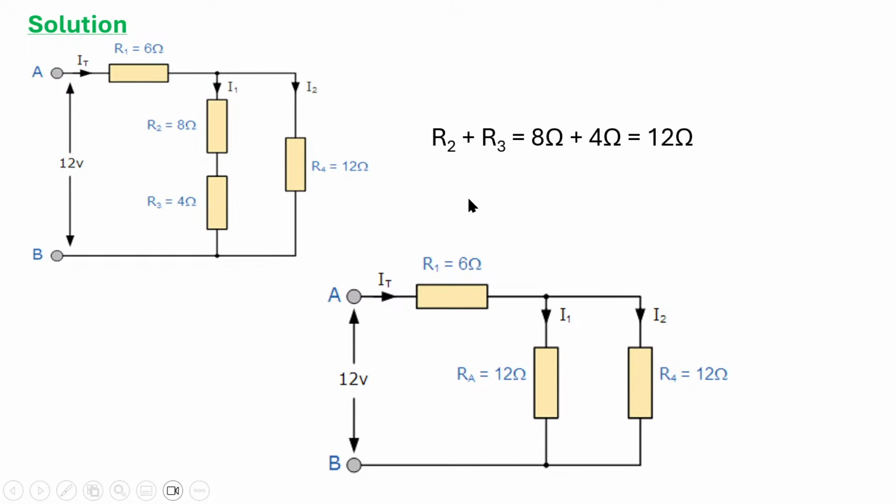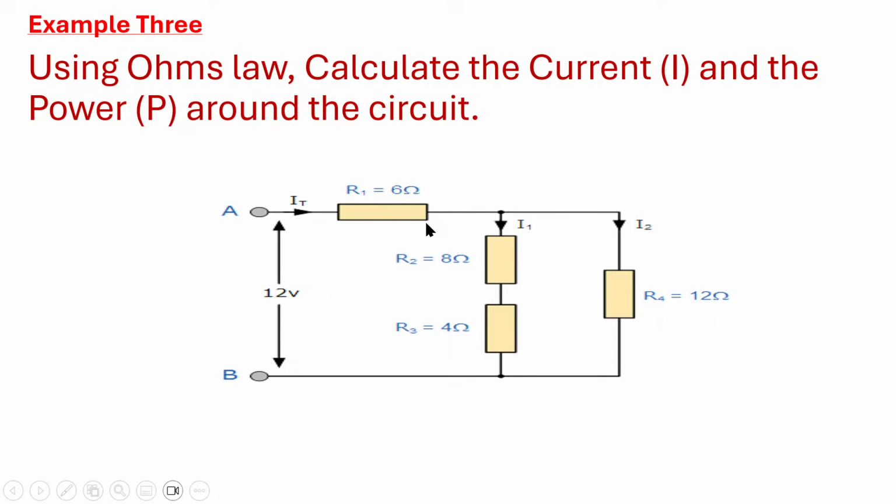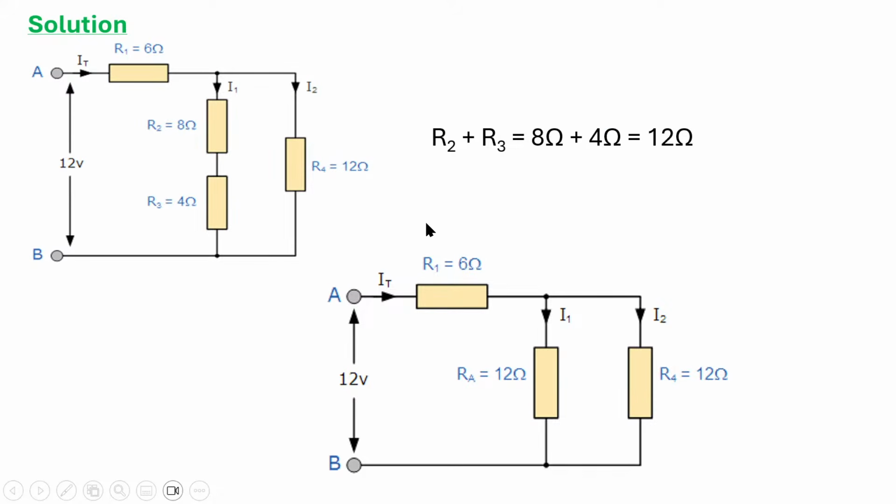So the first thing you need to do in trying to look for the total current flowing through the circuit is to look for the equivalent resistance of the circuit. Like we said, R2 and R3 are in series. So since they are in series, R2 plus R3, that is 8 plus 4, will give us 12 ohms. So when you add up these two, you are going to have 12 ohms. This is exactly what you are going to get.